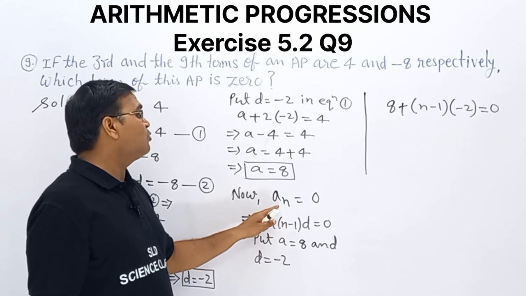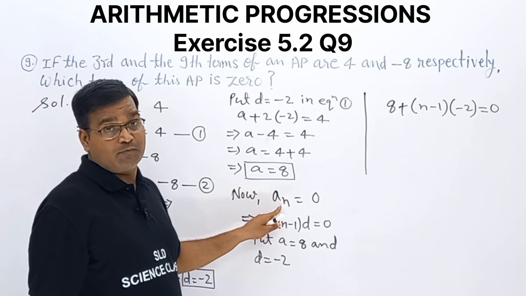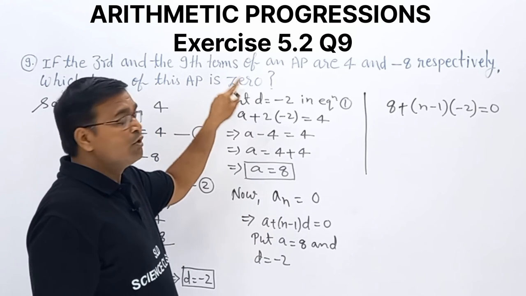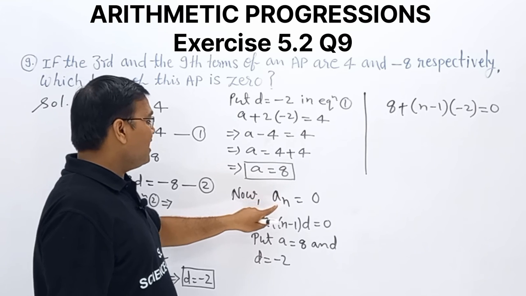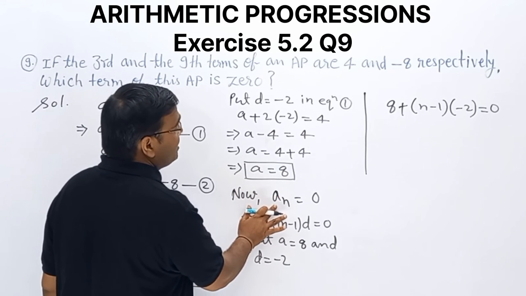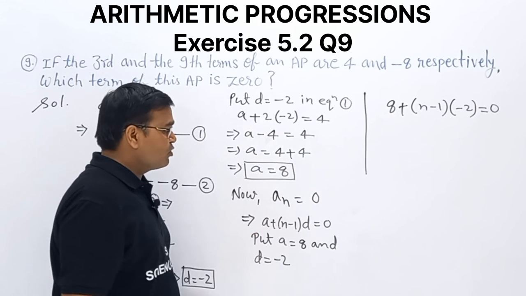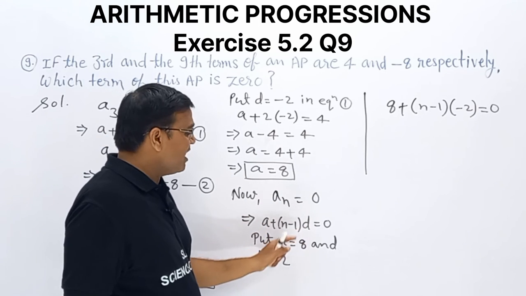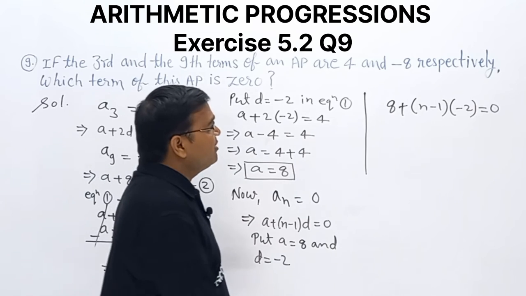Why are we putting them? Because we require the number of the terms. Which term of the AP is 0? So we are assuming let the nth term of AP be 0. So the nth term formula is this one. We are putting in the values of a and d. Then we are getting this one.